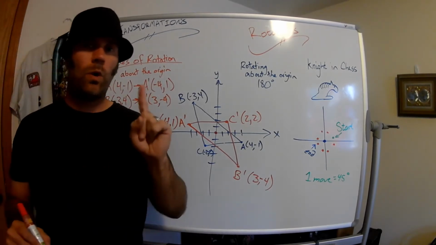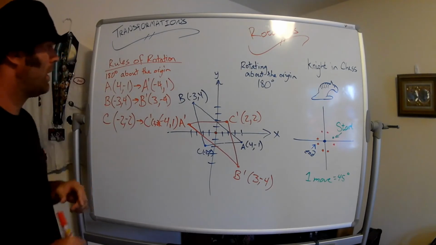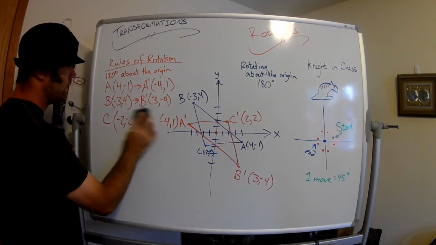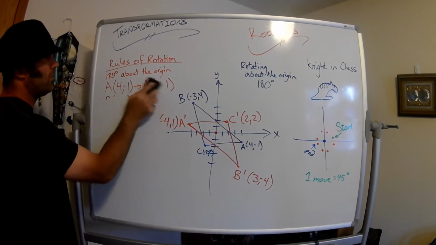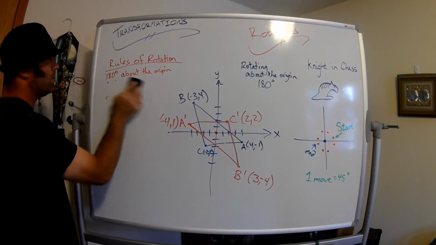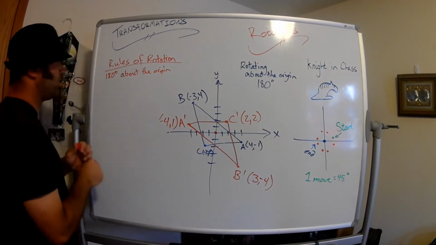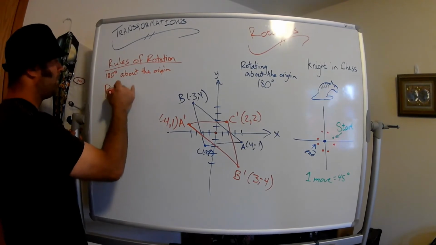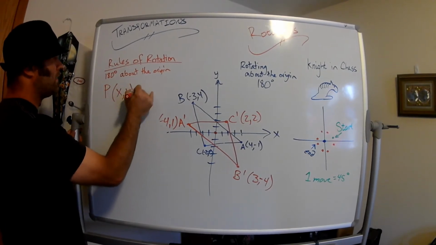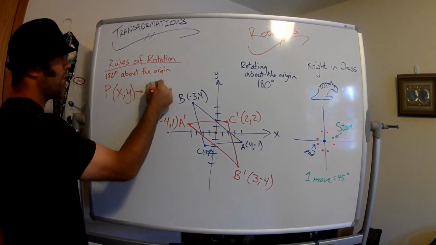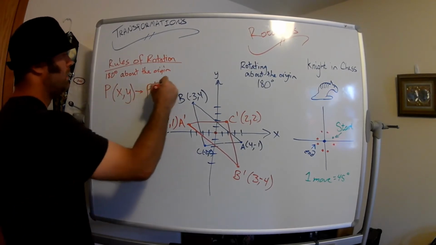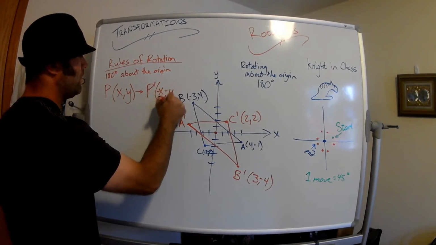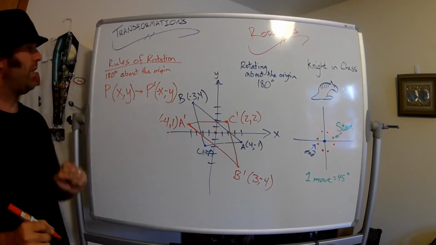So we could write one rule for rotating 180 degrees. So let's go ahead and get rid of this, because this is how we determined our rule. But our rule is simple, and it is any point P being (x, y) becomes the new point P prime (-x, -y). So it changes sign.